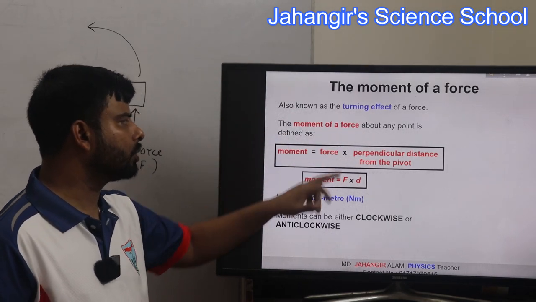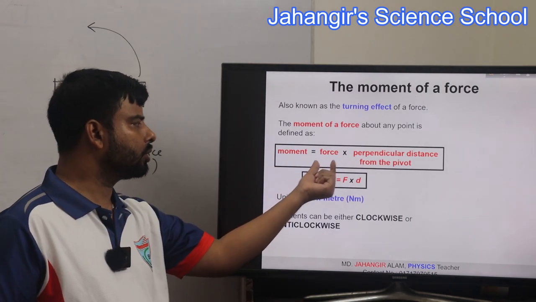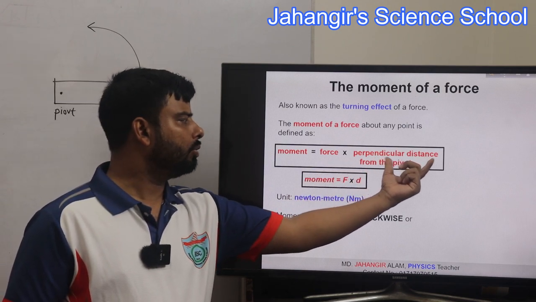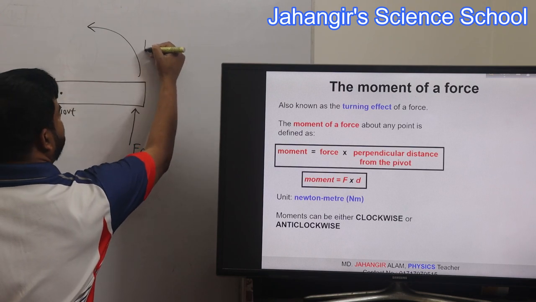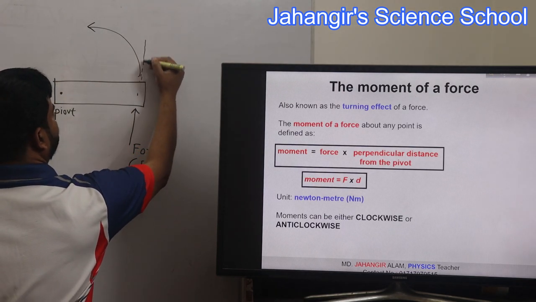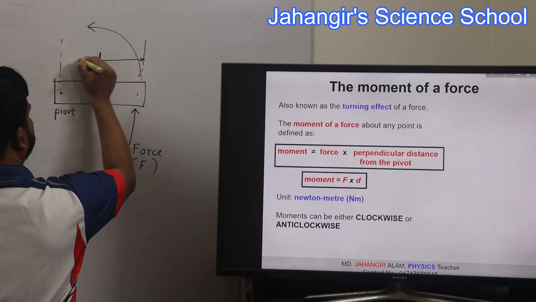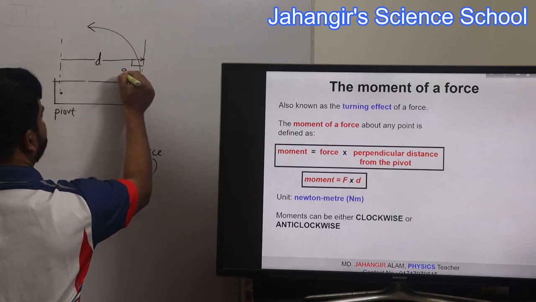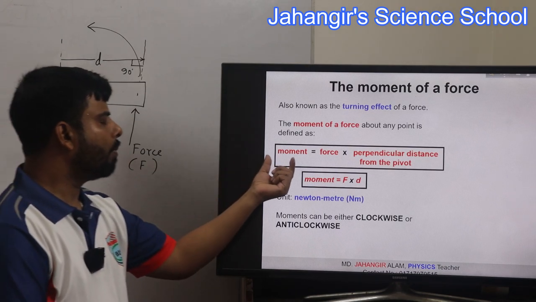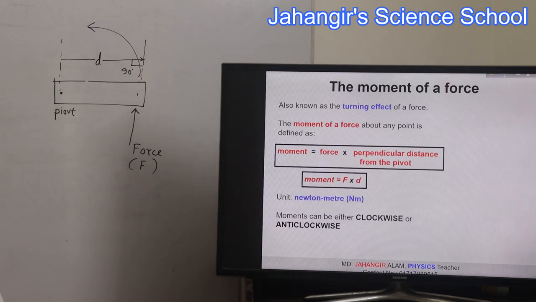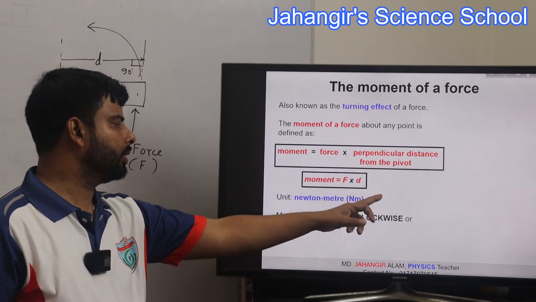So, the moment of a force about any point is defined as the force times the perpendicular distance from the line of action of the force to the pivot. So, we need the perpendicular distance. This one is the line of action of the force and this one is the pivot. Perpendicular distance means this distance makes a 90 degree angle with the direction of the force. So, moment equals force times perpendicular distance from the pivot to the line of action of the force. Moment equals F times D.